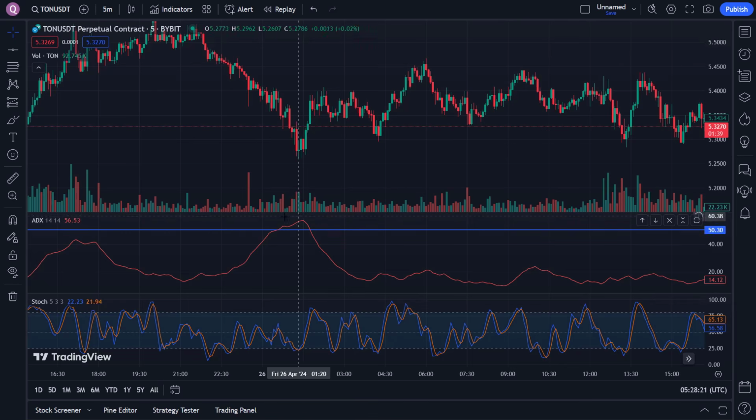Suppose the ADX value is above 50, which signifies a strong trend. At the same time, the previous KD value is below 25, indicating that the market is near an oversold condition and a potential price reversal could be looming.